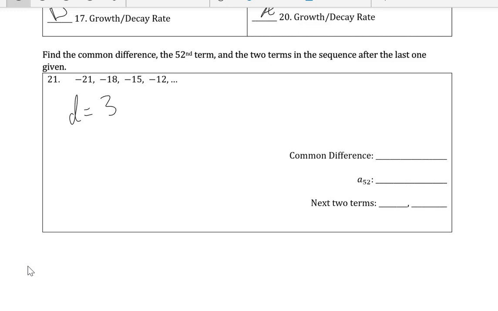So if we want to go ahead and write out our equation, right? So I have A sub n equals 3 times n minus 1. Our initial term is that negative 21, so it's got minus 21. Now if I want the 52nd term, that means I'm going to go ahead and plug in 52 for n.